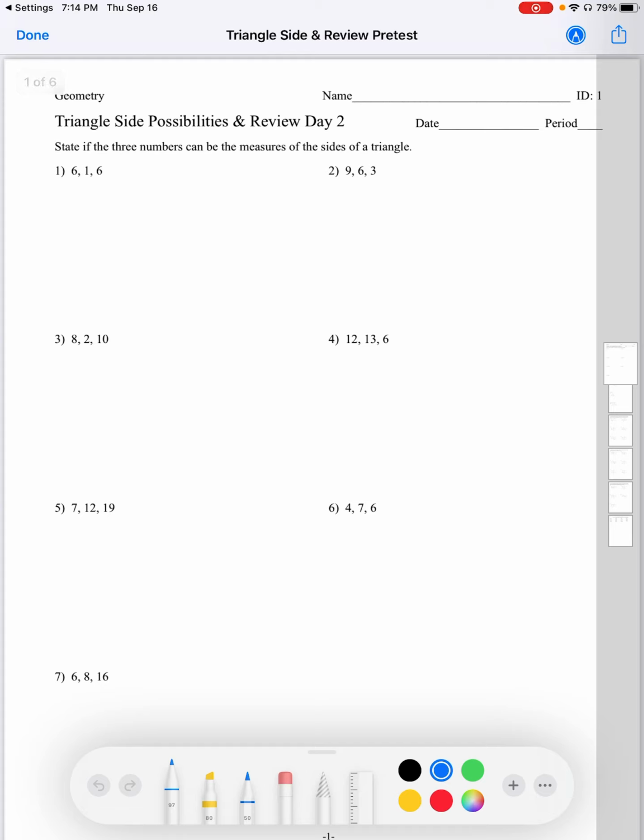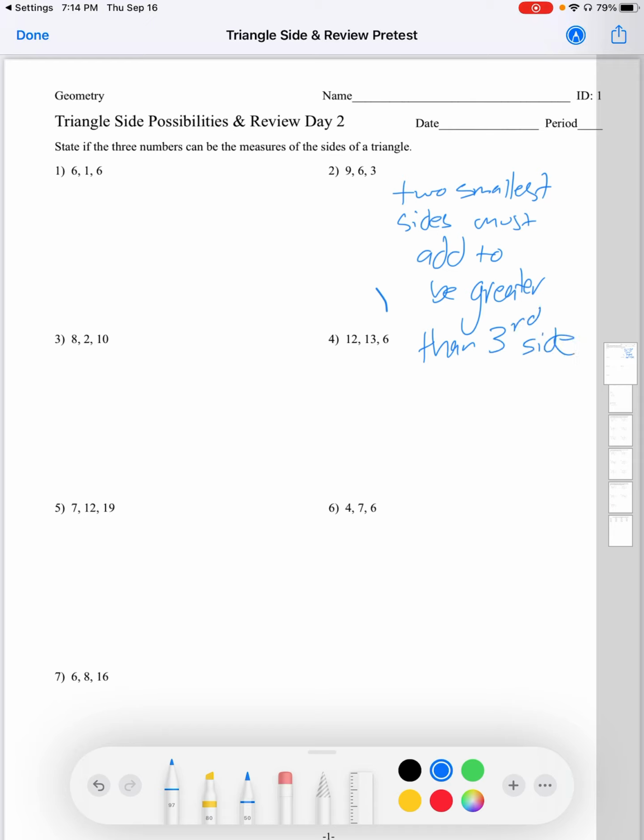Alrighty. Triangle side possibilities. The two smallest sides must add to be greater than the third side. So my smallest ones are 1 and 6. Will those add up to be greater than my other side, 6? Yes. So, yes, it can be a triangle.